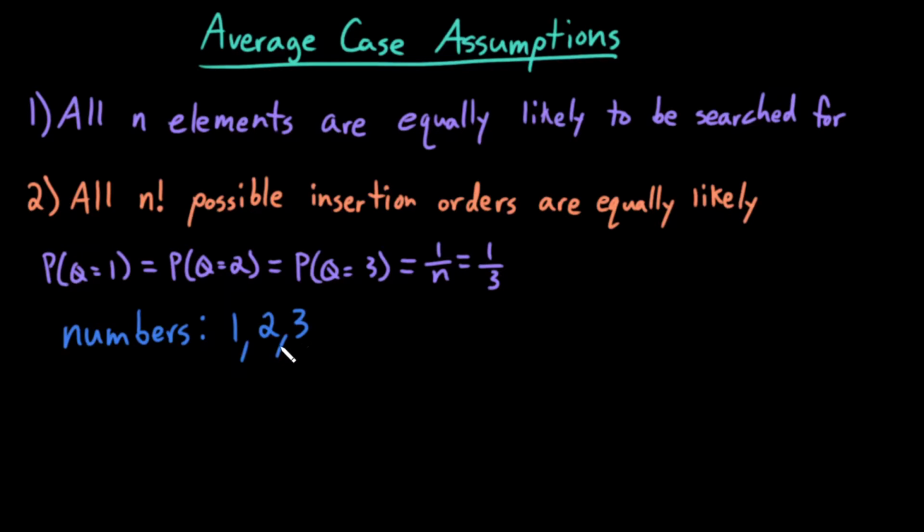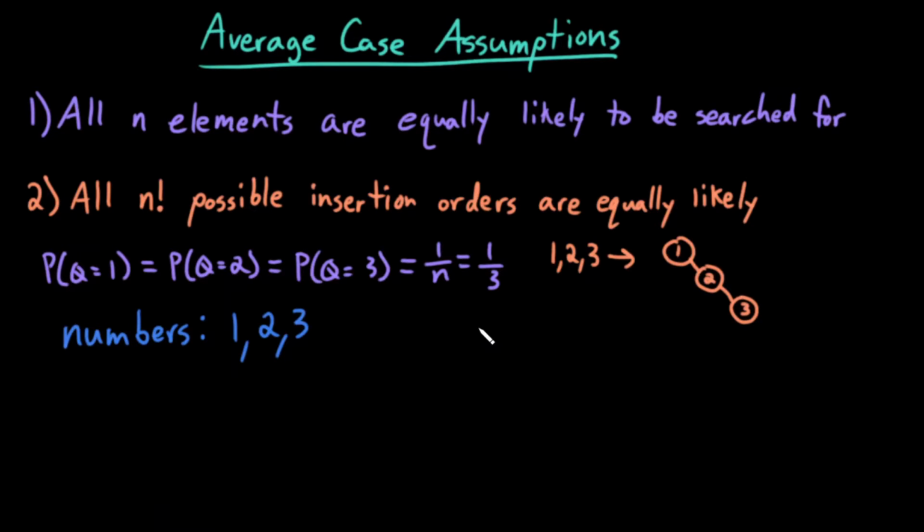So for this example, where I have the numbers 1, 2, and 3, let's take a look at those possible scenarios. I could do 1, then 2, then 3. So 1 is the root. Then I insert 2, that would be the right child of 1. Then I would insert 3. Oh, 3 is greater than 1, 3 is greater than 2, so that would be the right child of 2.